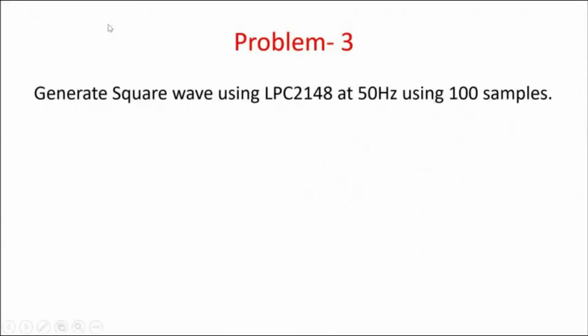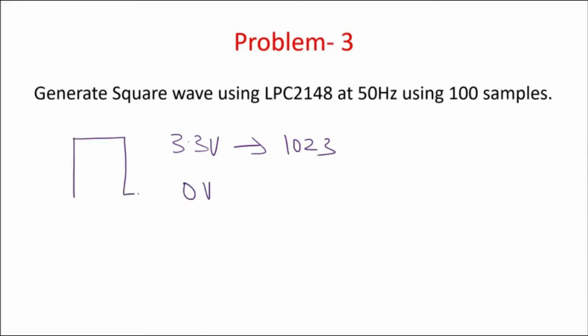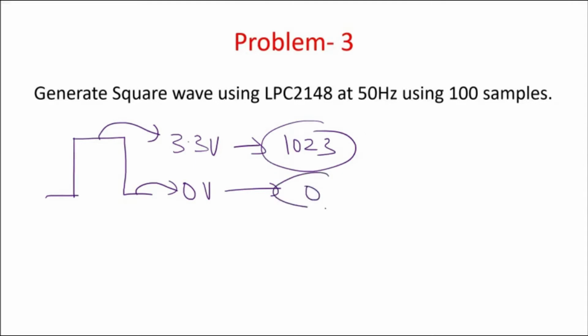Third problem is a square waveform, which is pretty straightforward. A square waveform can have only two possible values. One is 3.3 volt; for that, we have to supply a digital input of 1023. The other one is 0 volt; for that, we have to supply a digital value of 0.